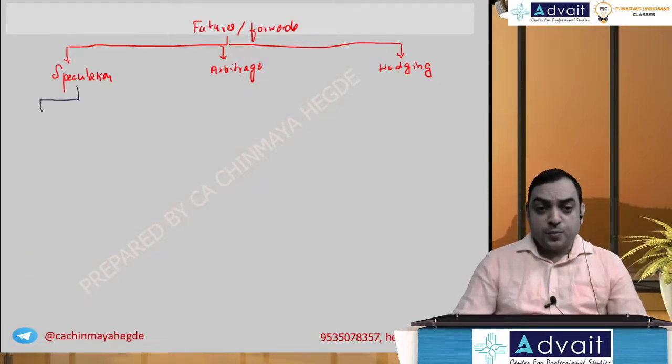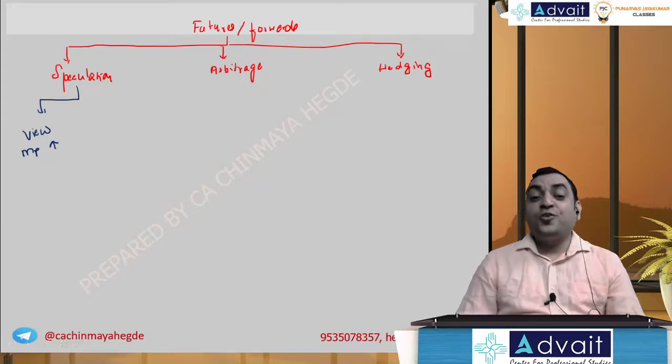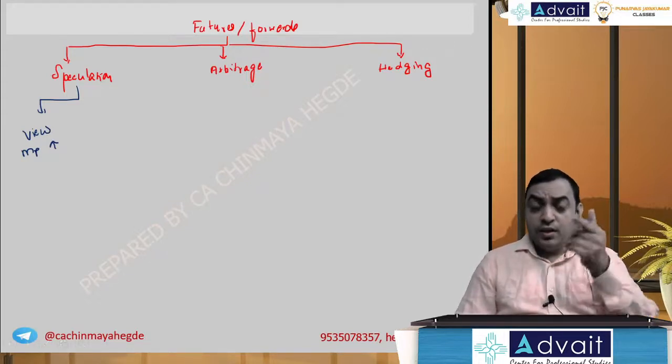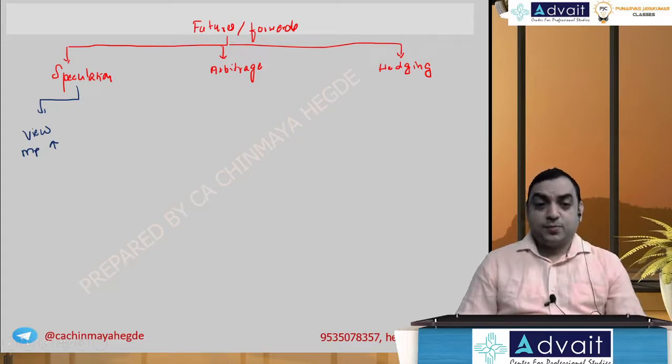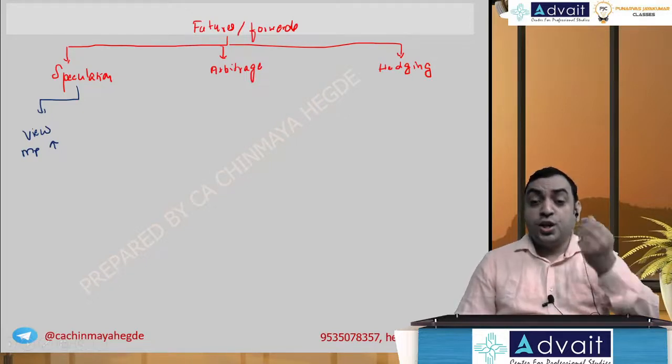So if your view is that the market price will go up, then tell me what position you have to take. Remember, we have discussed this in the basics. If you are speculating, you have a view that the market price will go up, what position do you have to take?